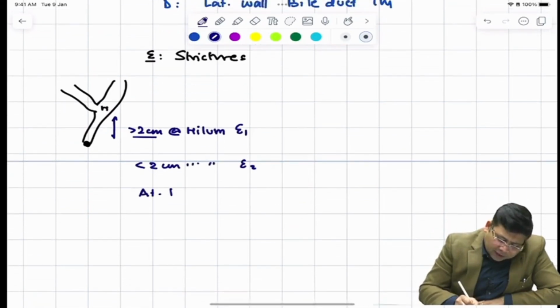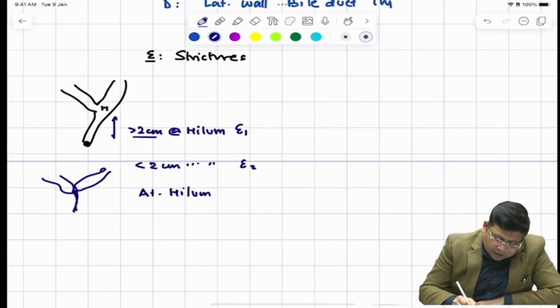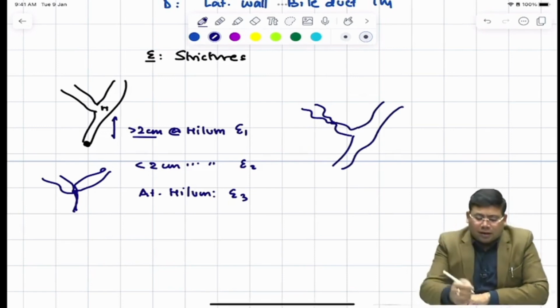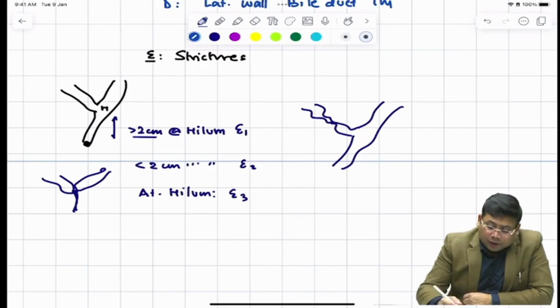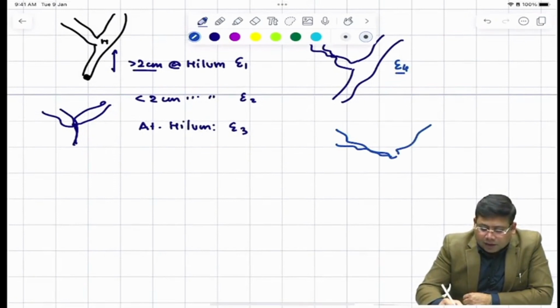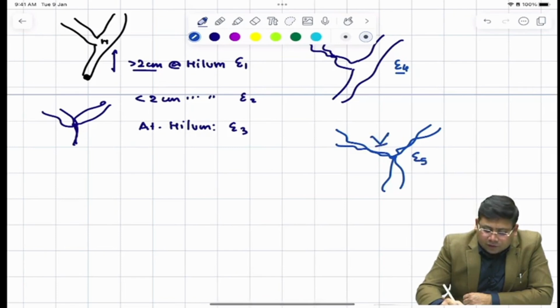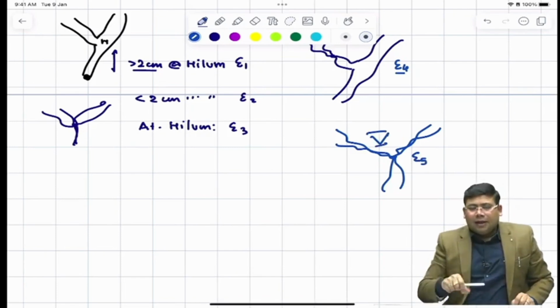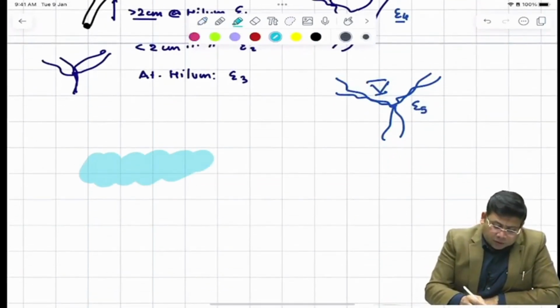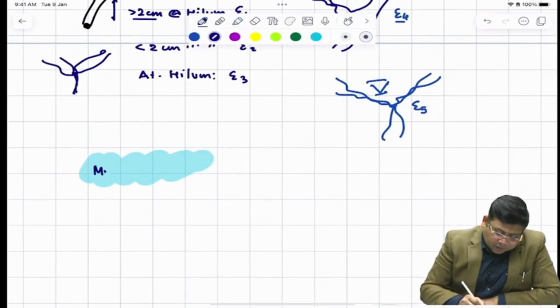If it is at the hilum, so this is what is at the hilum, this is what is known as E3. Remember, when we talk about the segmental duct strictures, but the hilum is paired, so you might have damaged the segmental duct, isolated, so that is what is E4. Now imagine if you have the segmental duct injury with the hilum also involved, then that is known as E5. So if you see, this V-like appearance is seen in this, and this is what is E1, E2, E3, E4, E5. When we talk about the injuries, the management, this is again very important.